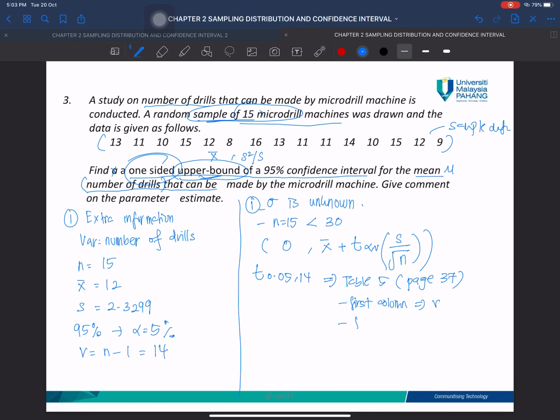And the first row is a probability value, which is your alpha value. Okay, probability value. So find the combination of 0.05 and 14. Okay, so find 0.05 from the first row and 14 from the first column. So you will have 1.7613.